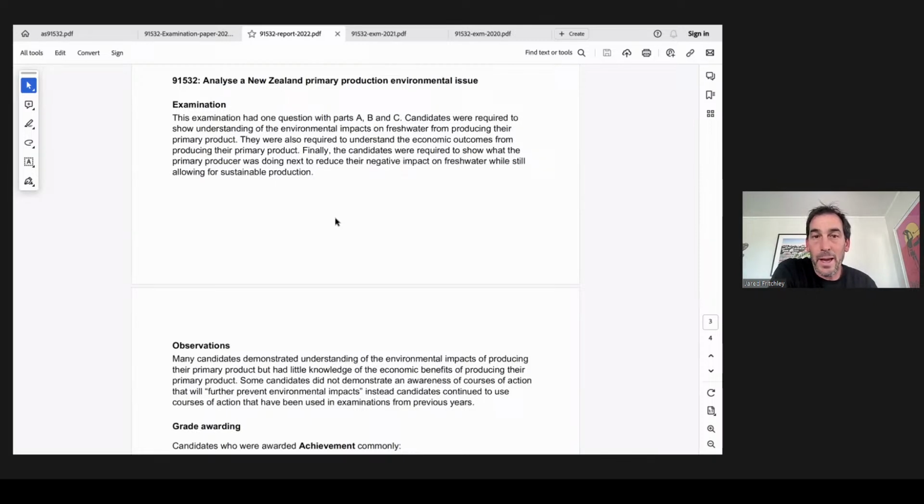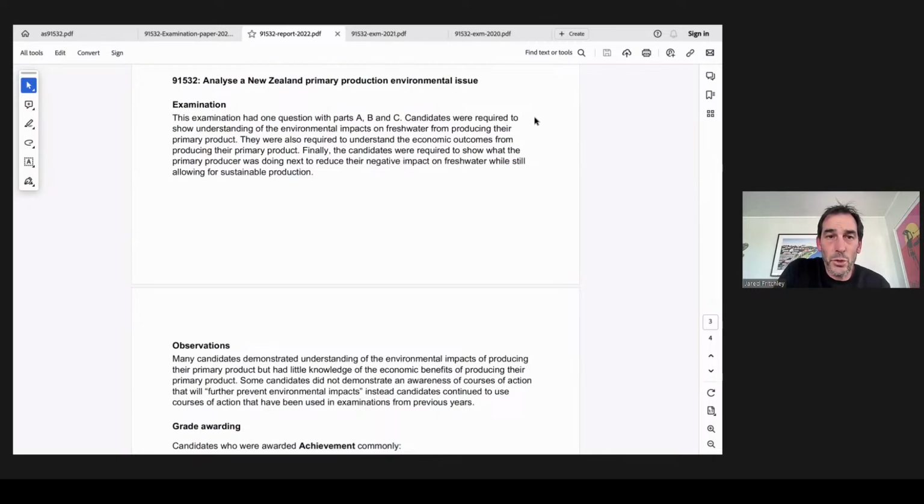If you answer part A and part B and not part C, you can't pass. So making sure that you've got a response for all of those three parts for this paper is important. Otherwise, you won't be able to pass this exam and the standard, because you haven't talked about what are some courses of action, which we saw in the criteria was important to be able to do.